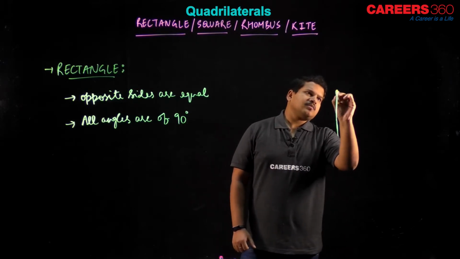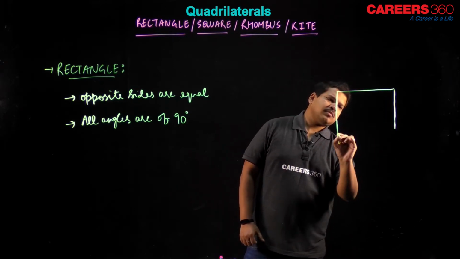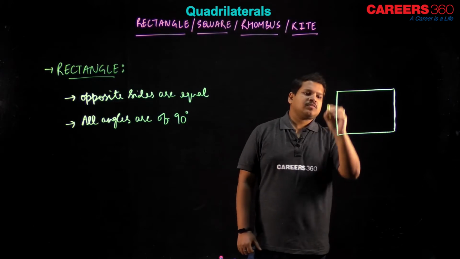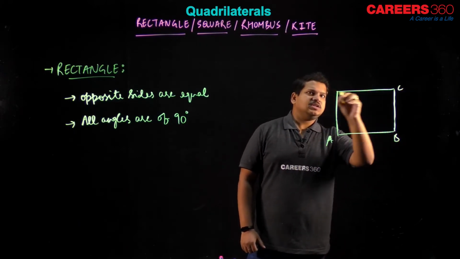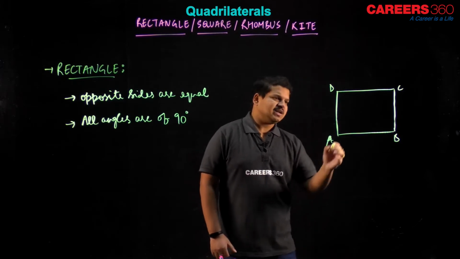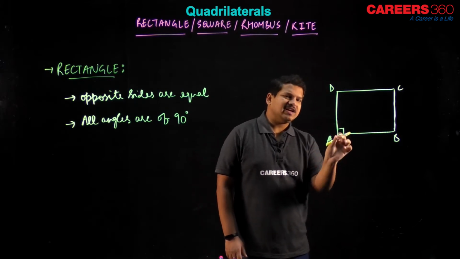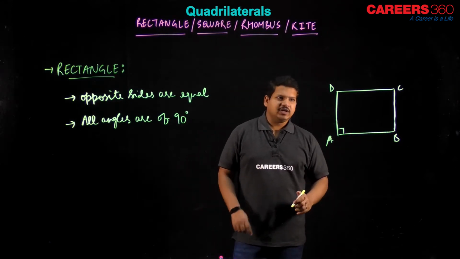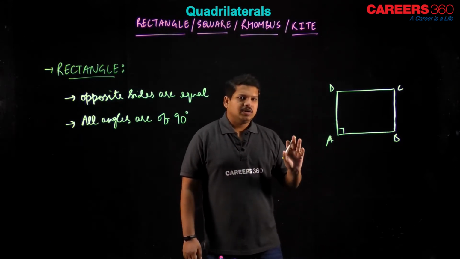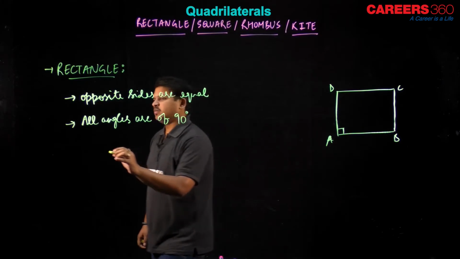Let's draw one. Let's name it A, B, C and D. This is a rectangle, and in which if one angle is 90° and the opposite sides are equal, then all the angles have to be 90°. Now, coming back to the important points.